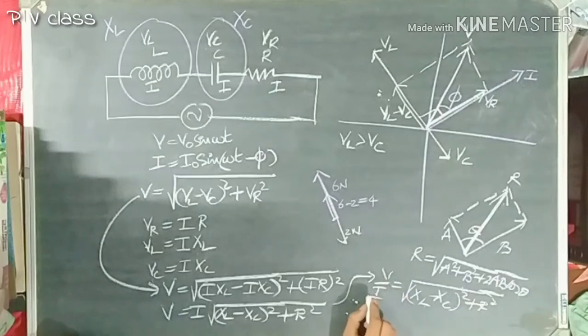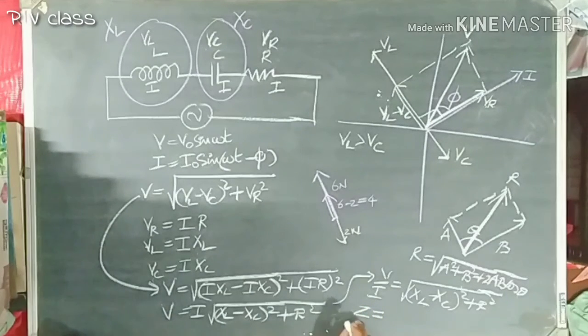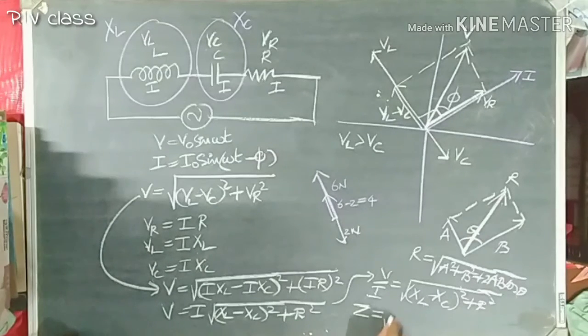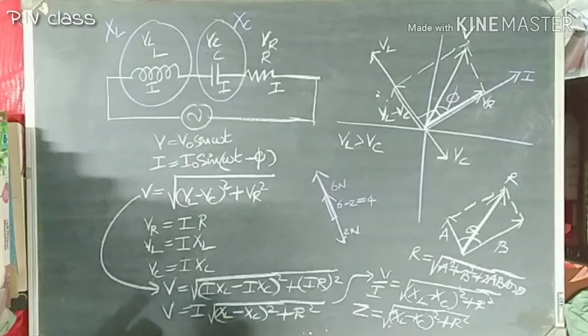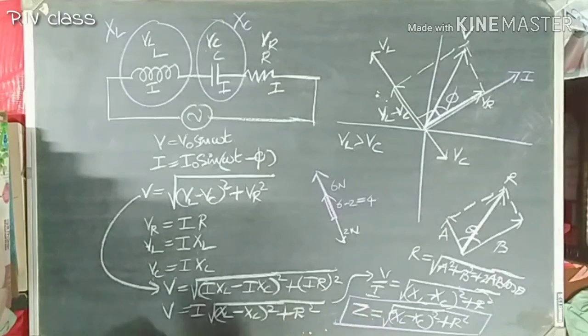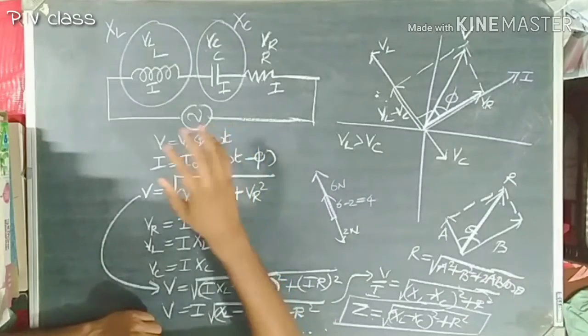And V by I is total voltage divided by total current. It is total obstruction. Total obstruction in this case is called impedance. Impedance Z. What is that? Z is impedance. Impedance is equal to root of (XL minus XC) the whole square plus R square. This is the formula for impedance of LCR circuit.